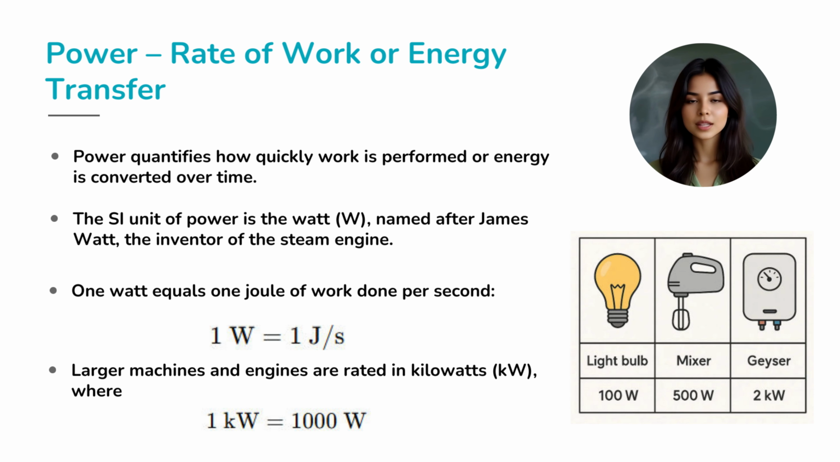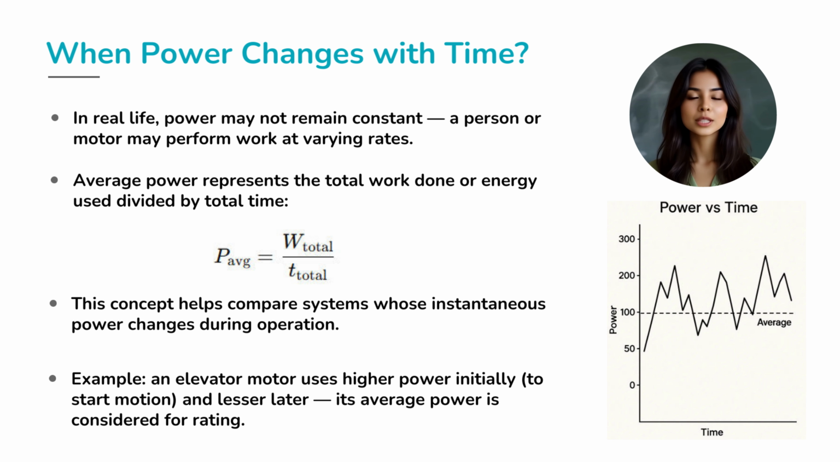Of course, in real life, machines and devices do a lot more work than that. So, we use a bigger unit, the kilowatt, where 1 kilowatt equals 1000 watts. For example, a ceiling fan might use 75 watts, while an electric geyser might use 2 kilowatts. Both convert electrical energy into other forms, but at very different rates. So the next time you read the wattage on your gadgets, you're literally reading their rate of energy use, their power rating.